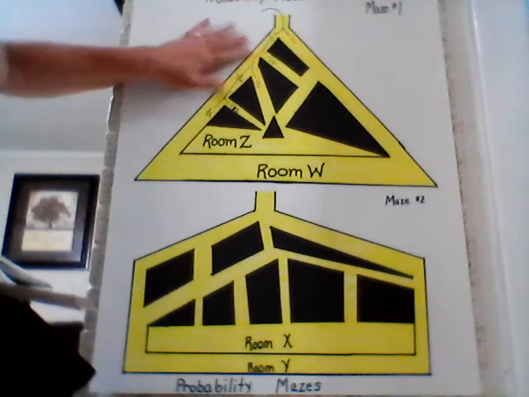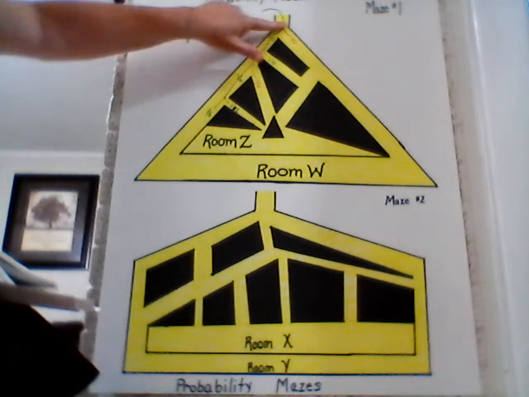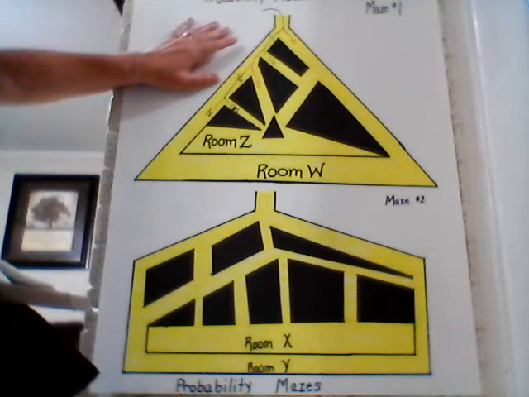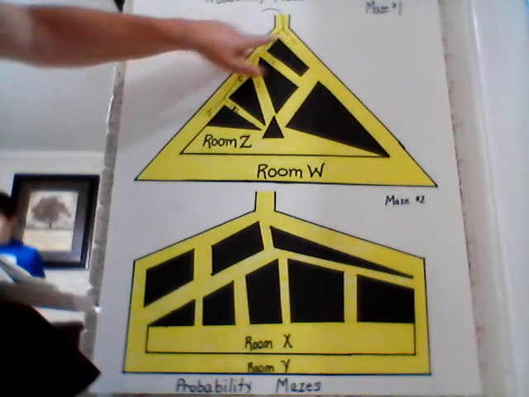So we're going to start with maze number 1. That's this one that looks like a triangle. If poured in, the liquid can either go to the left or right. Since there are only 2 choices, the probability for each direction is 1/2.